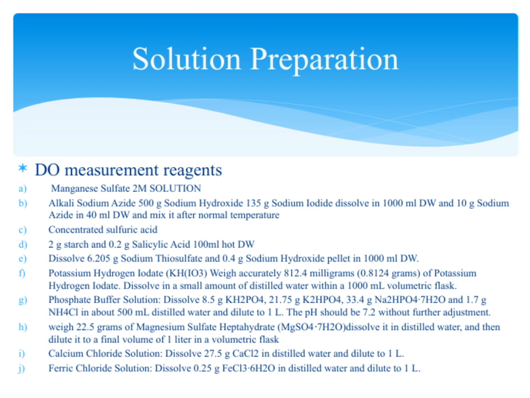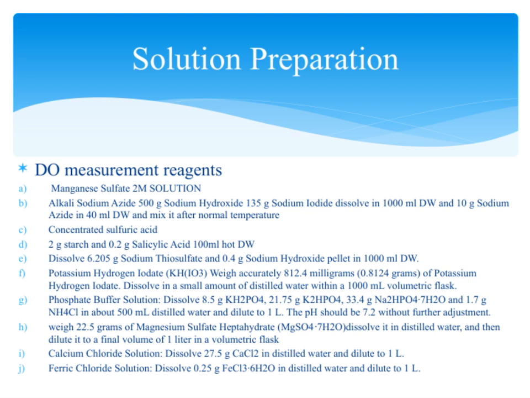Then, for the sodium thiosulfate solution, we weigh out 6.205 grams of sodium thiosulfate and 0.4 grams of sodium hydroxide pellets, dissolving both in 1,000 milliliters of distilled water. Next, for potassium hydrogen iodate, we carefully weigh 812.4 milligrams, which is 0.8124 grams, and dissolve it in a small amount of distilled water within a 1,000 milliliter volumetric flask.